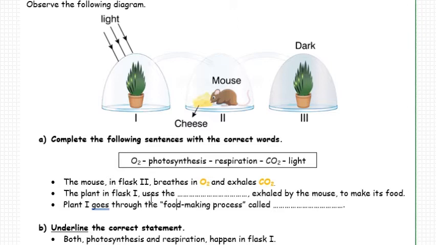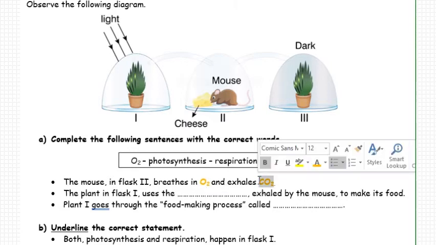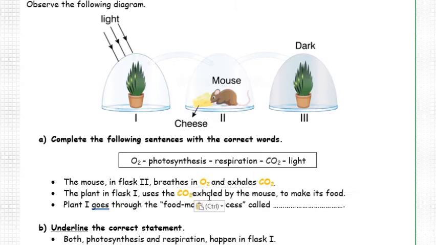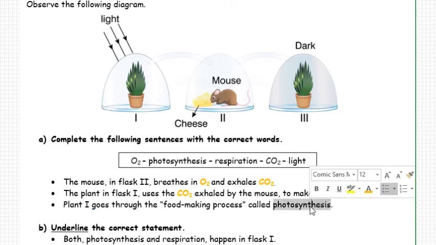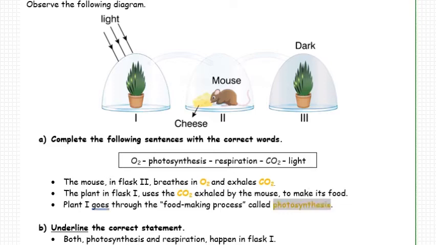The plant in flask number 1 uses blank to make its food. Which gas is used by the plant to make its food? And they're telling us that this gas is exhaled by the mouse. So as we saw, the mouse exhales CO2, and this CO2 is taken by the plant to make the food. Plant 1 goes through the food making process called, again, the photosynthesis process. So plants go through photosynthesis to make their own food.